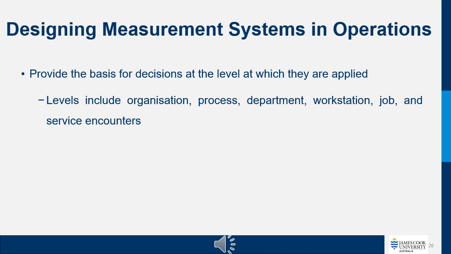So the levels at which measurement systems are applied in operations can include the organization level, where measurement systems focus on assessing overall performance and strategic objectives. Then we have the process level, where measurement systems focus on evaluating the performance of a specific operational process or workflow. Then we have the department level, where measurement systems assess the performance of individual departments or functional areas within the organization.